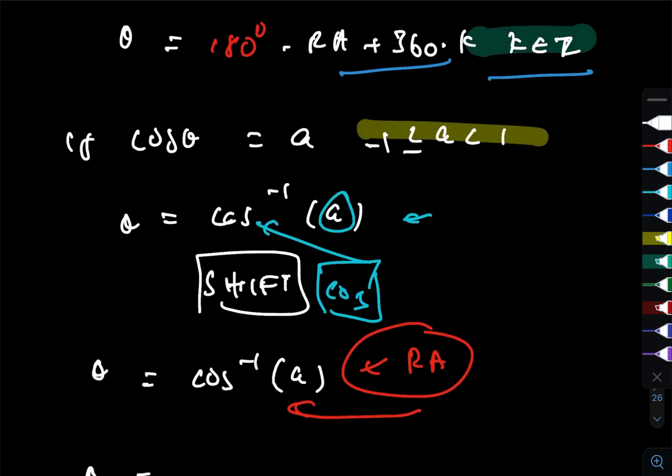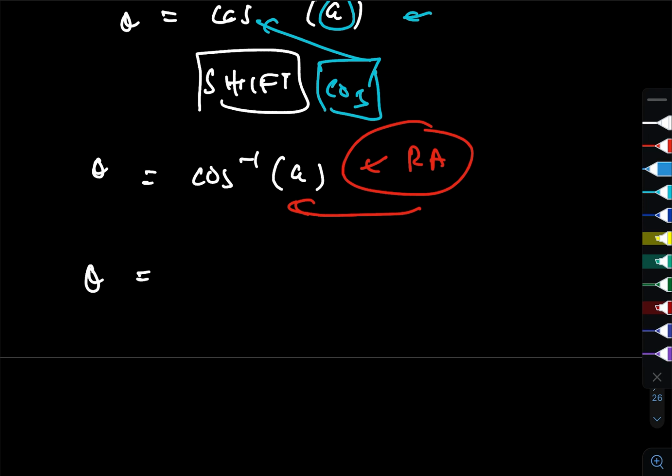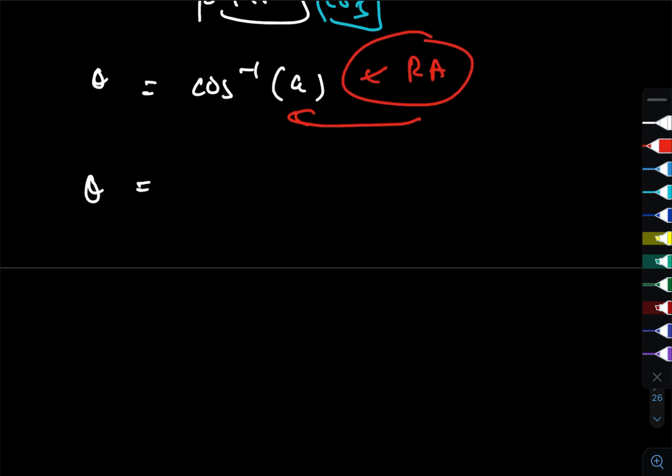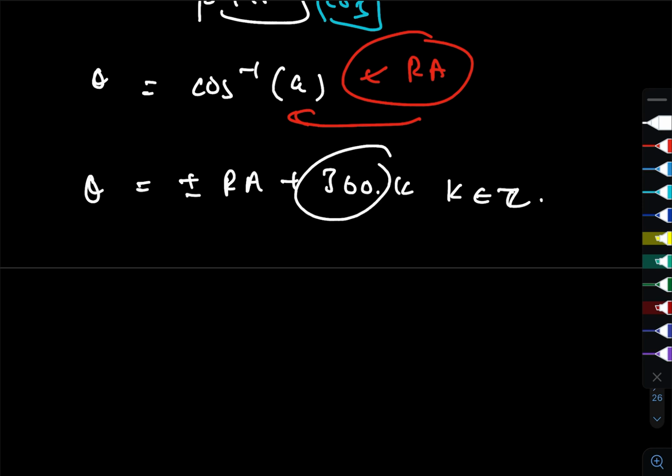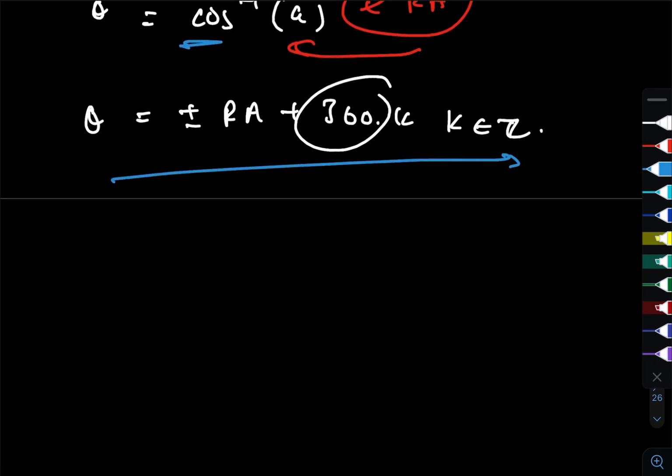Now, there are sometimes restricted solutions, as I've indicated to you earlier on. So in this case, theta is going to be equal to plus or minus your reference angle plus 360 times k, where k is an element of Z. All right. Again, we use the period 360 for the cosine. All right, and that's it.